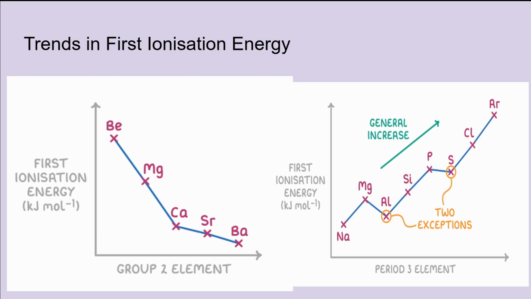Okay, so now moving on to trends in first ionization energy. On the left, you see a graph where it goes down the group 2 elements. And on the right, you see it across the period 3 elements. So on the left, it's a decrease. And on the right, it's a general increase with 2 exceptions, and I'll explain those.